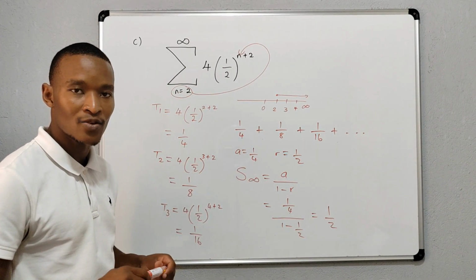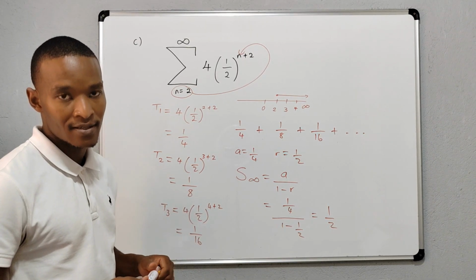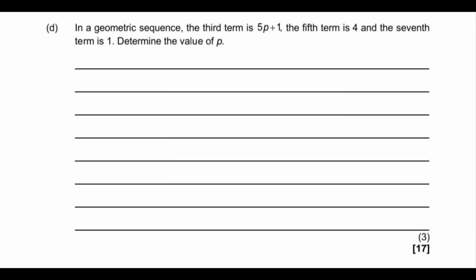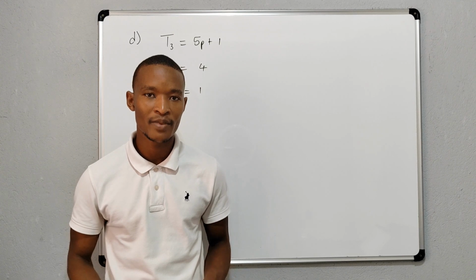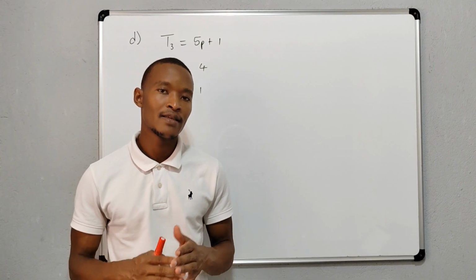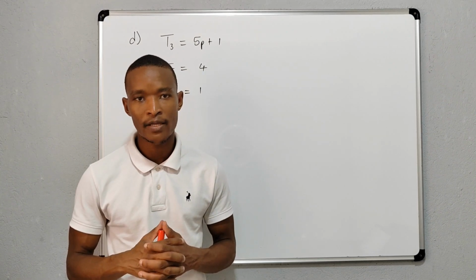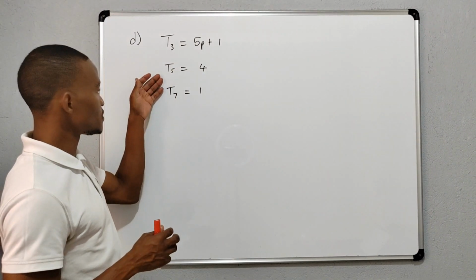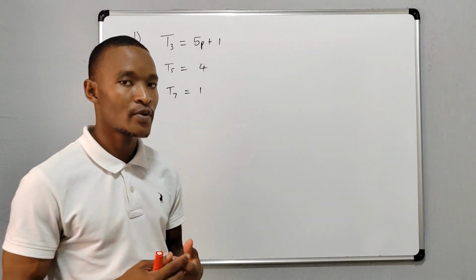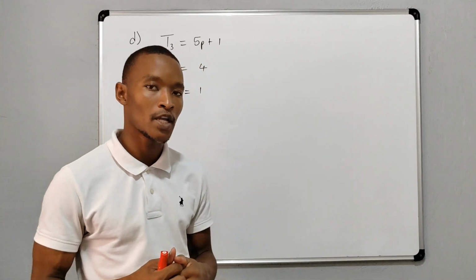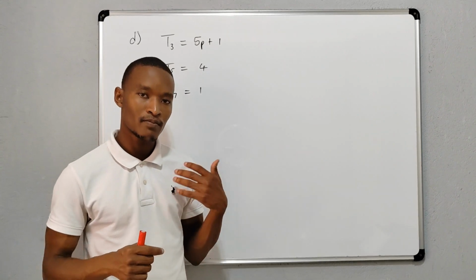Let us go to the last question under question 4, that is question D, and yeah, here it is. So we now have a geometric sequence that is given, and there is some unknown term that involves p as the variable, and the other two are known. T5 is 4, T7 is 1, but T3 is given as an algebraic expression, and we're asked to determine the value of p, knowing that this is a geometric sequence. So what then do we think about?